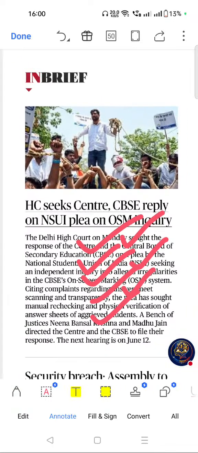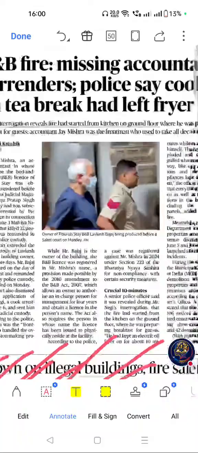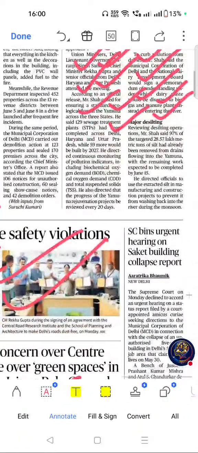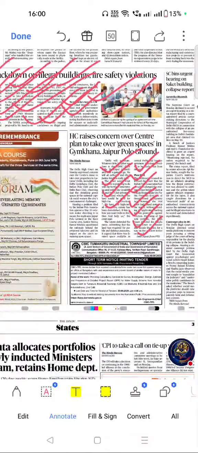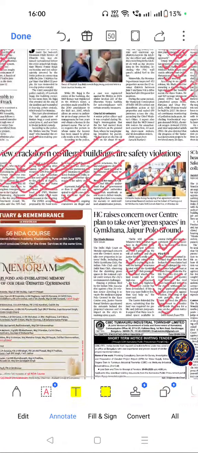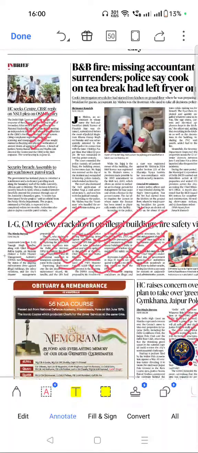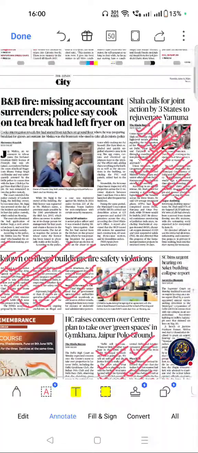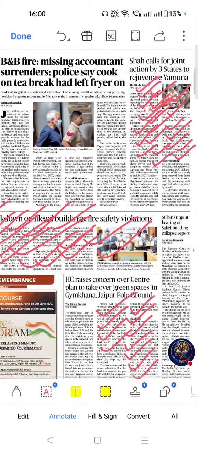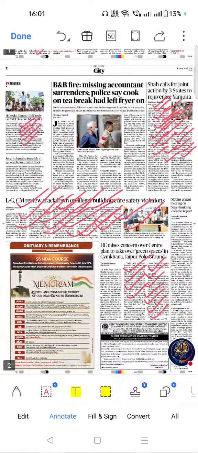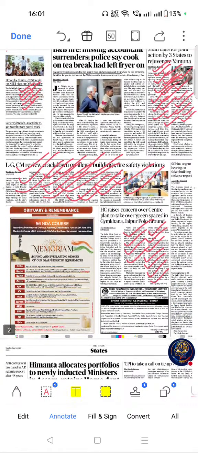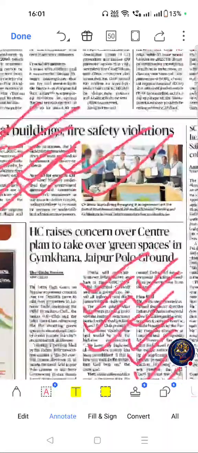Next important article from this page was. These are the only important articles from this page. Yeah, this one.